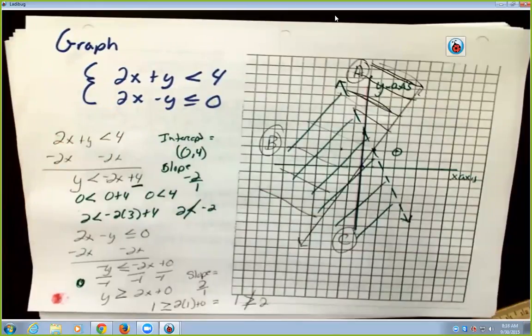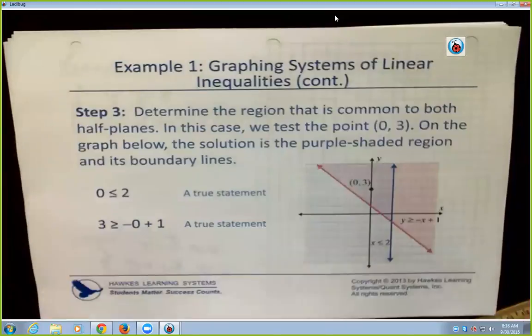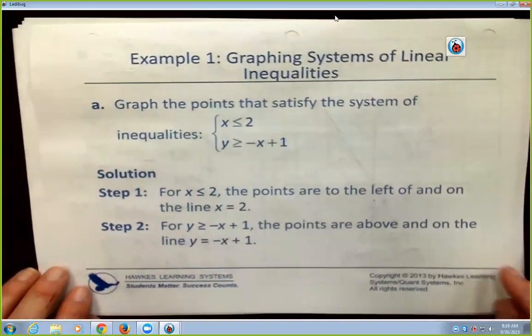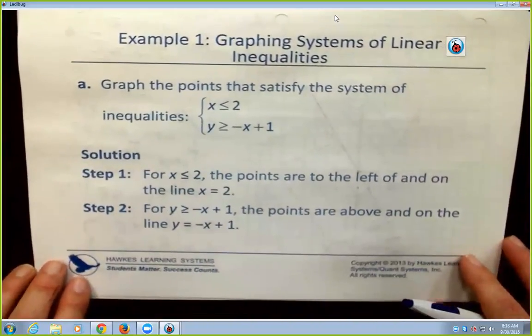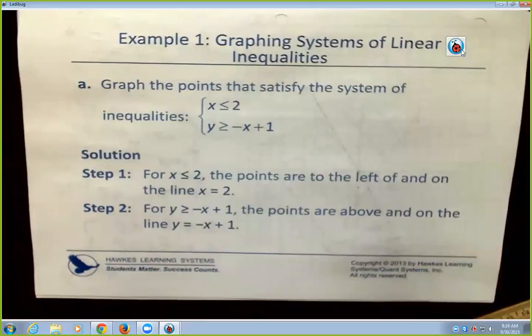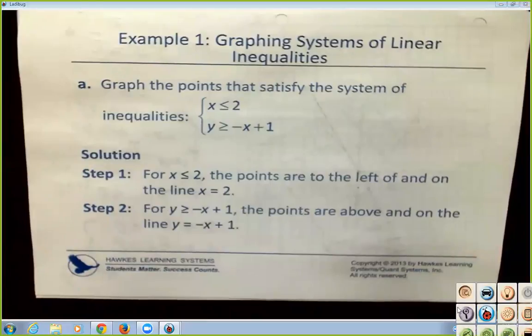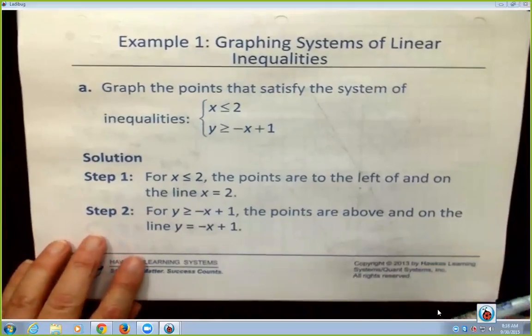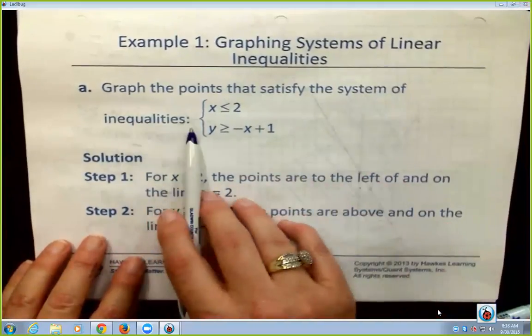Hopefully. Okay, we're going to do some more of these so that we can get a good idea of what is taking place. This is one that is worked out in the stuff here. Get that ladybug out of there. And it has a special part in there. It says graph the points that satisfy the system of inequalities.